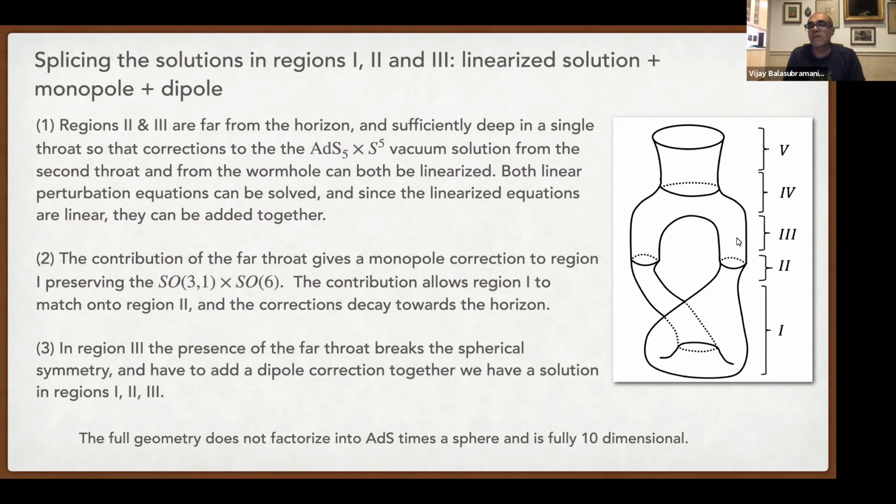But at the end of the day, you have a full perturbative solution up to this dipole order that interpolates everywhere in this space. The one key thing is that the full geometry does not factorize into AdS times a sphere and is some fully 10-dimensional solution. It factorizes, of course, in special limits: near the asymptotic region, and deep in here it factorizes, but overall it does not factorize.